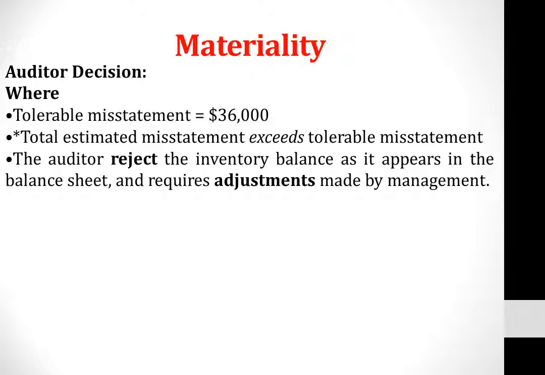Okay, so the decision: the auditor rejects the inventory balance as it appears in the balance sheet and requires an adjustment made by the management. The client has to adjust the inventory balance, or if he refuses, the auditor is going to reject the inventory balance as it contains a material misstatement.